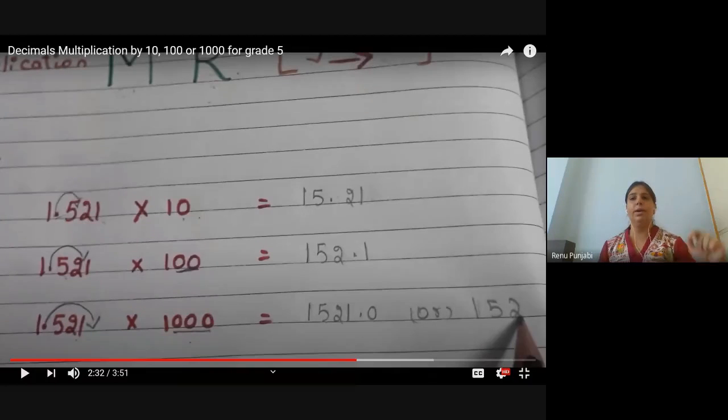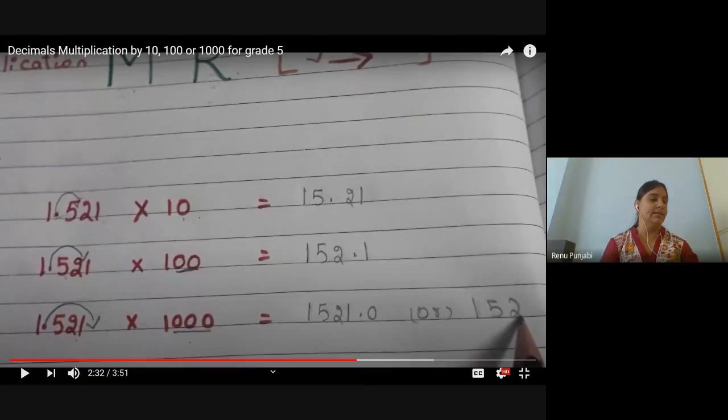Now I'm going to read one word problem on the basis of this multiplying with 10, 100 and 1000. Shalini bought 10 notebooks for school. Each notebook costs rupees 8.75. What was the total cost of the notebooks? She purchased 10 notebooks and the cost of each notebook is 8.75. How much amount does she have to give to buy the notebooks?